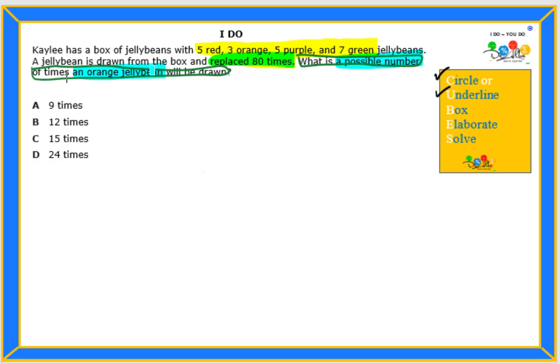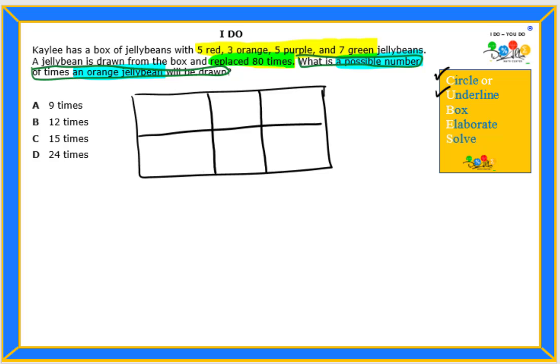So the first thing we're going to do is set up a proportion box, since we are being asked to get a prediction, right? Because we're going to do this 80 times. So let's go ahead and make that proportion box. In the question, they're telling us that the outcome that we want, the favorable outcome, is orange jelly bean. So that will go on top. The total will always go in the bottom.